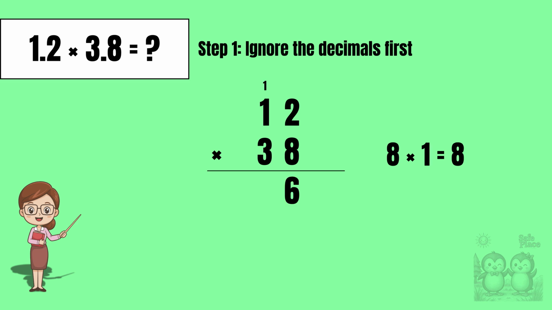Next, multiply 8 by 1. 8 times 1 equals 8. Now add the carried over 1. 8 plus 1 equals 9. That gives us the first number, 96.